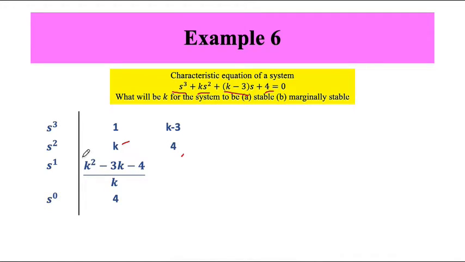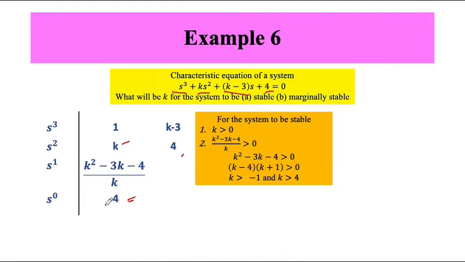Okay, so now I'm just calculating it. It is k into (k minus 3) minus 4 divided by k, and this is 4. For stability, the condition for the system to be stable is that all the elements of the first column should be positive, or of the same sign. So this would be positive here. So k will be greater than 0. First condition, k is positive.